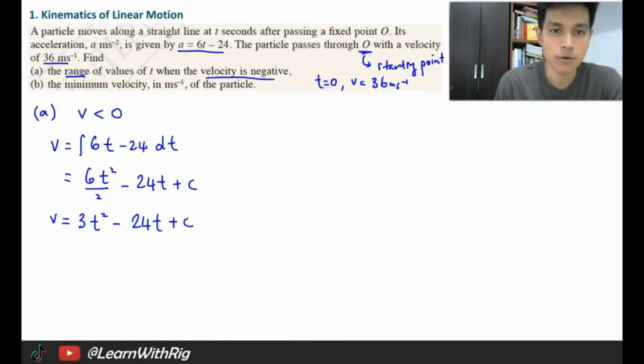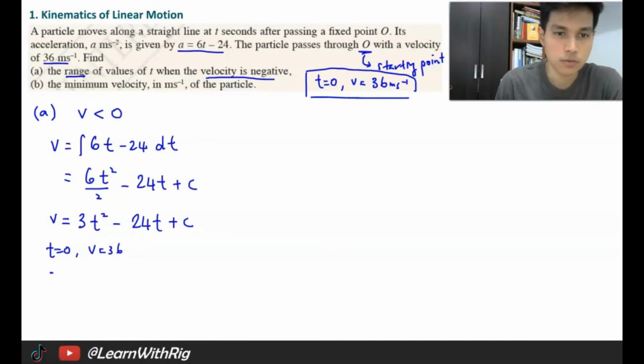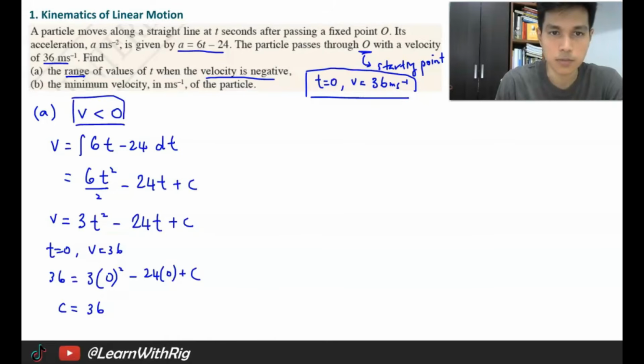Okay, so how do you find c? That's when you need this. t equals 0, v equals 36. So 36 equals 3 times 0 square minus 24 times 0 plus c. So in other words, c is equal to 36. Now, because you already found your velocity function, it is 3t square minus 24t plus 36.